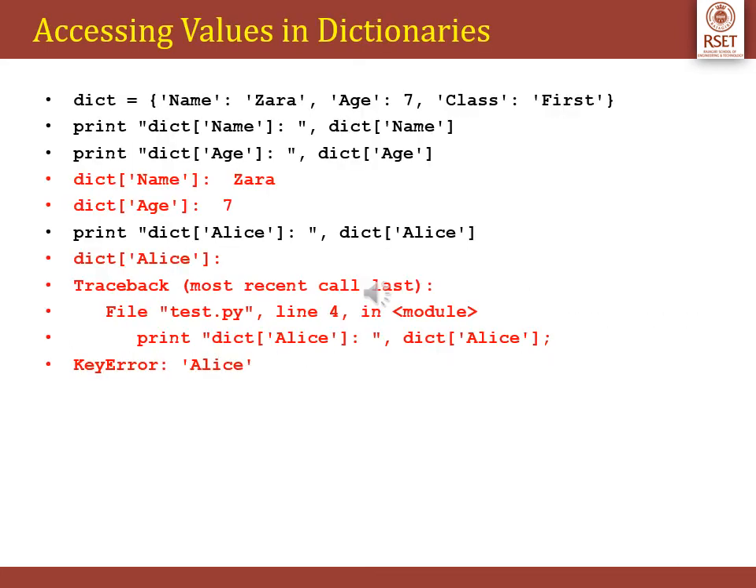How do we create and access values in a dictionary? The syntax to create a dictionary is simple. A dictionary can be created by specifying key value pairs separated by a colon in curly brackets as shown in the first line. You can just print the particular dictionary value using the keys like name, age and class.